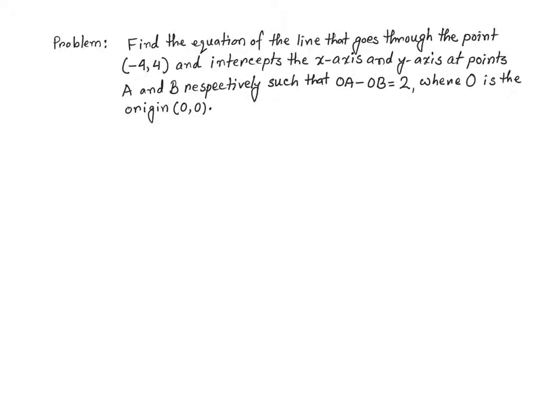In this video, I am going to solve this problem. We need to find the equation of a straight line that goes through the point (-4, 4) and intercepts the x-axis and y-axis at points A and B respectively, such that OA minus OB is equal to 2, where O is the origin, that means (0, 0).